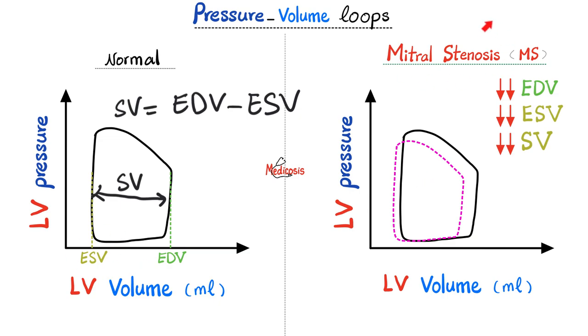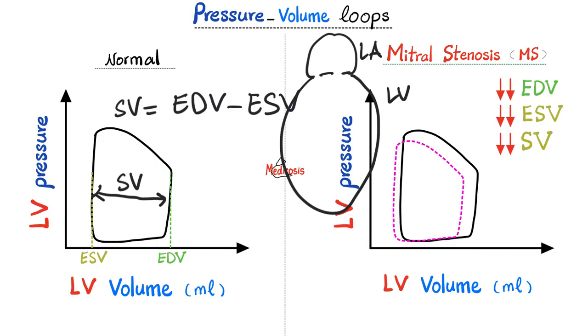Now let's see what's going to happen in mitral stenosis. Since the mitral valve is narrow, less blood is going to flow from the left atrium to the left ventricle. Therefore, the volume of blood in the left ventricle at the end of diastole is going to be lower. And therefore, this line right here will be shifted more towards the left, i.e. lower volume. This was the normal volume. This is the lower volume seen in mitral stenosis.